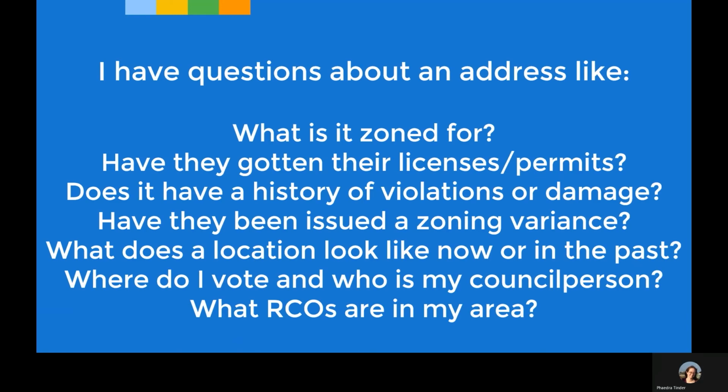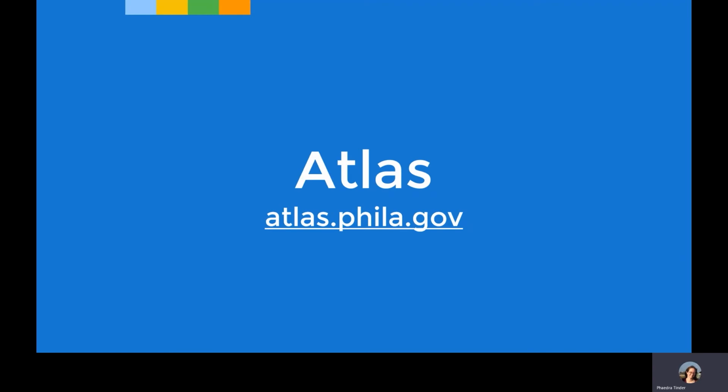So let's say you have questions about an address, like what is it zoned for? Have they gotten the licenses and permits they need? Does it have a history of violations or damage? Has it been issued a zoning variance? What does it look like now, or what did it look like in the past? If you want to know where to vote and who your elected representatives are, and what RCO organizations have jurisdiction over a certain address's area. So all of these questions and many others are a good place to start with Atlas.